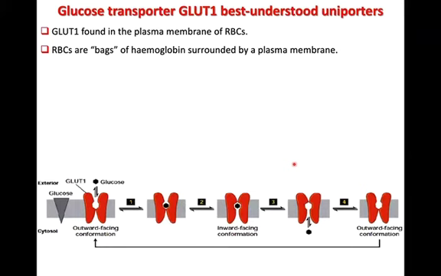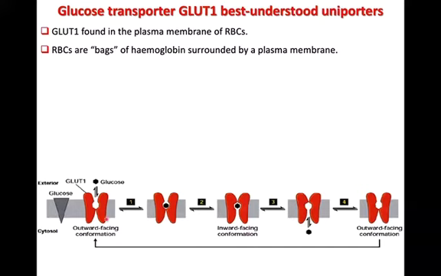So let's talk about the first example, which is the glucose transporter GLUT1. It is the best understood uniporter. It stands for glucose transporter 1. GLUT1 is found in the plasma membrane of red blood cells. And of course, as you know, RBCs are bags of hemoglobin. There is no nucleus, just a bag that contains hemoglobin and is surrounded by a plasma membrane.